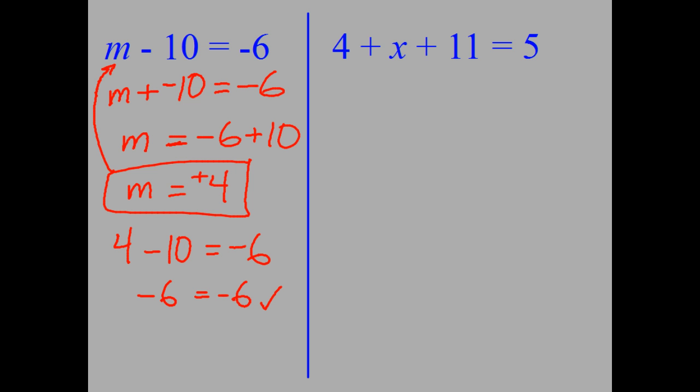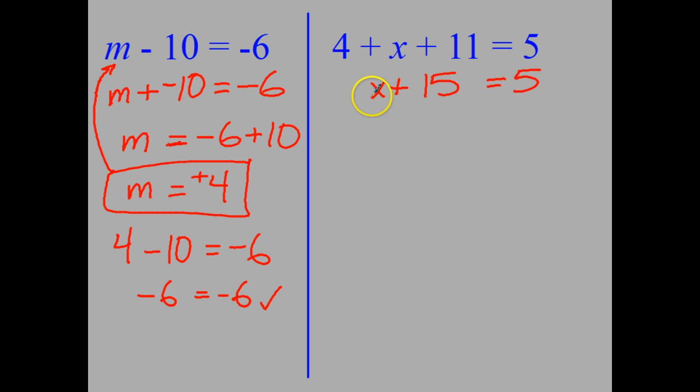Again, let's take a look at what's happening here. Okay, so I have 4, and I'm going to add some number, and then I'm going to add 11. Well, I've got two things happening here, 4 and 11, and I'm going to put these together. These are like terms. So I'm going to take x, and if I go up 4 and I go up 11, that would be the same as going up 15. So I'm going to go up 15, and then I'm going to get to 5.